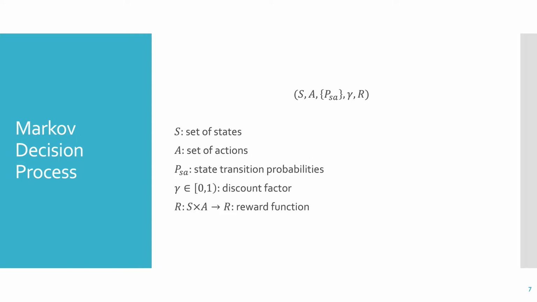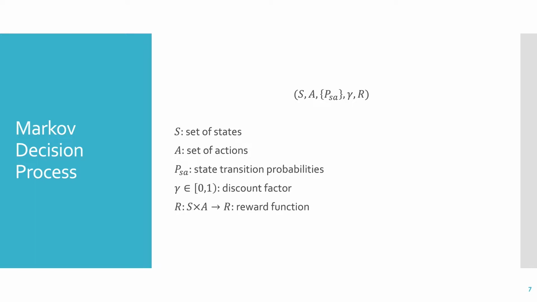We will start with a Markov decision process, which is the formal framework on which RL problems are usually posed. A Markov decision process is a tuple with S, A, P sub SA, gamma, and R. S is a set of states. For example, in an autonomous helicopter flight, S might be the set of all possible positions and orientations of the helicopter. A is a set of actions. For example, the set of all possible directions in which you can push the helicopter's control.